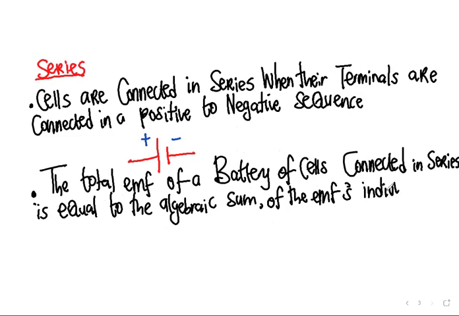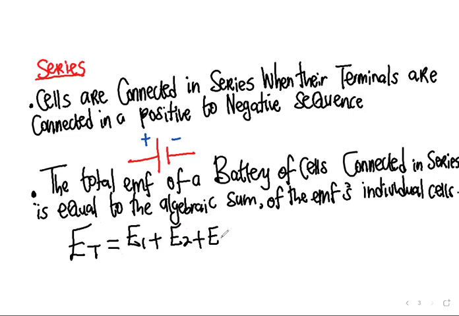Let me show you what we mean by that. When I'm saying the total EMF, remember EMF or electromotive force is shown by capital letter E. It means it will be E total, and that is equal to E1, let's say, plus E2 plus E3. So this equation justifies the statement that the total EMF of a battery of cells in series is equal to the sum of the algebraic EMF of the individual cells. So that's what you must know there.